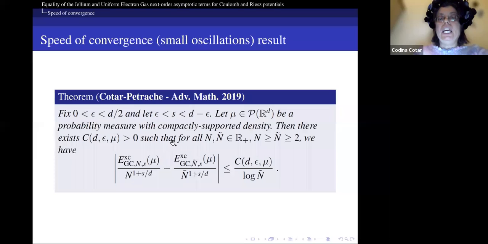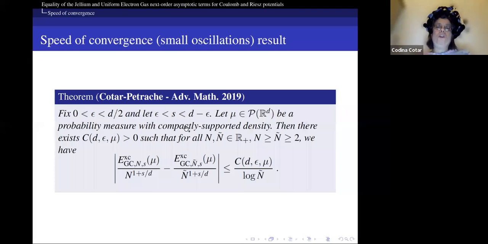So basically, suppose I take any n and n tilde, and I look at the respective exchange correlation energies, divide by the corresponding n to 1 plus s over d, and look at the difference. I want to know how this behaves. And we can get a nice bound which doesn't in fact depend on s, so it's nice and uniform in s.